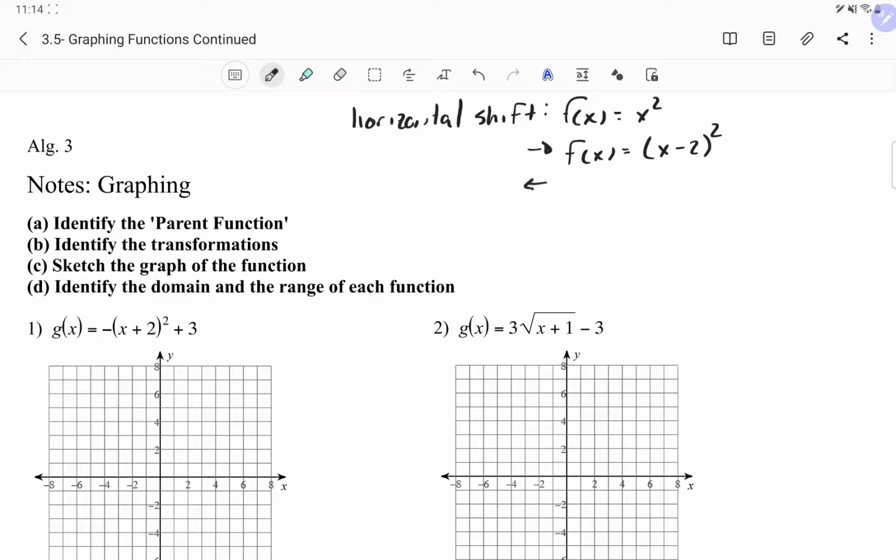A horizontal shift to the left would be the opposite. So instead of minus 2, it would actually be plus 2. So this would be x plus 2 squared. Okay. Then we have vertical shifts.